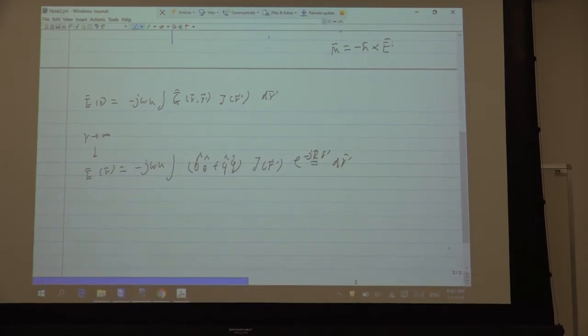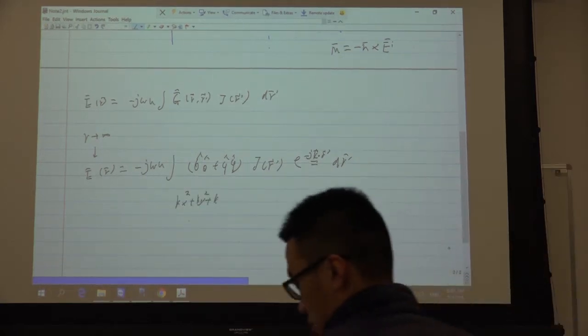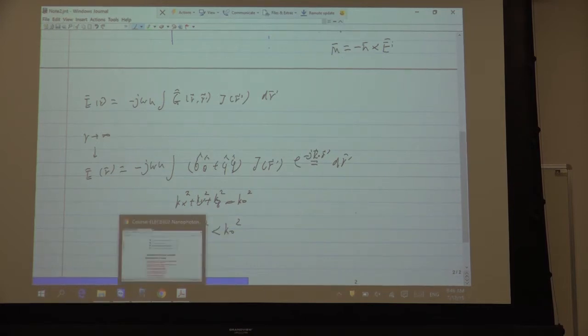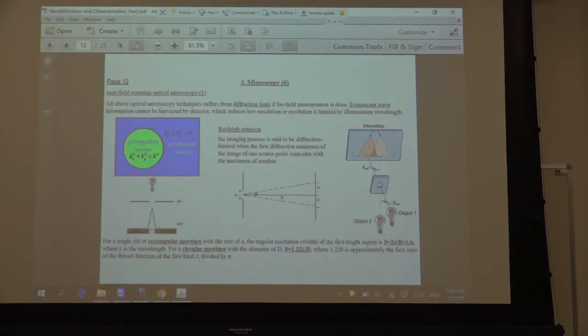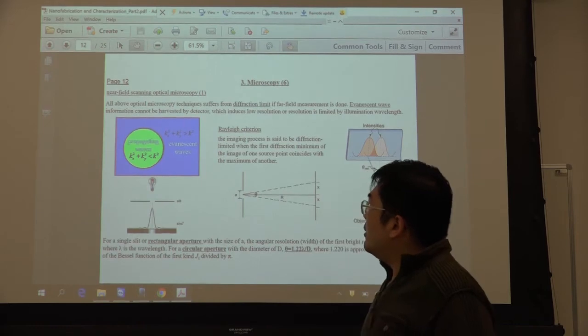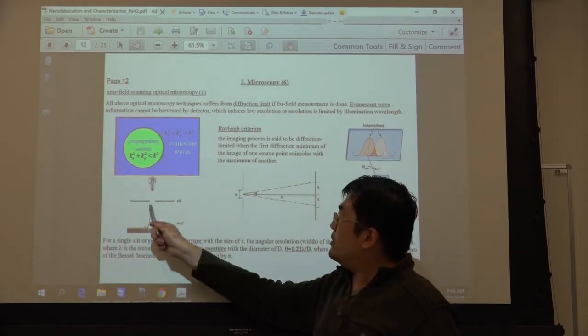And k can only satisfy kx squared plus ky squared plus kz squared equals k0 squared, so kx squared plus ky squared should be smaller than or equal to k0 squared, because kz should be a real number. So near field to far field is a low pass Fourier transform. This is the fundamental reason we can only capture the propagating part and lose the evanescent part. This is a basic example: a point source goes to a slit.